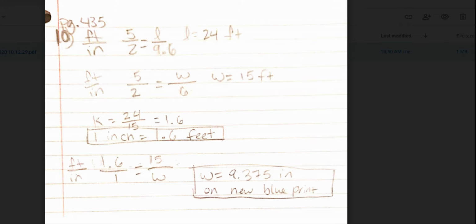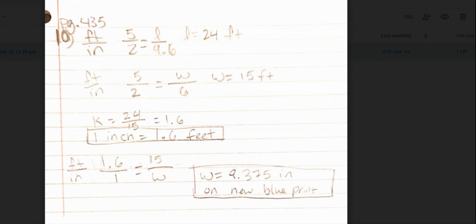Now we're going to find the scale factor. So K actually stands for scale factor. This 24 came from my length of 24. Now be careful. This 15 comes from the question, where it says the family wants to use a new blueprint that shows the length of the living room to be 15 inches. So this 15 is 15 inches. If you do 24 divided by 15, you get 1.6. So that means that 1 inch equals 1.6 feet.